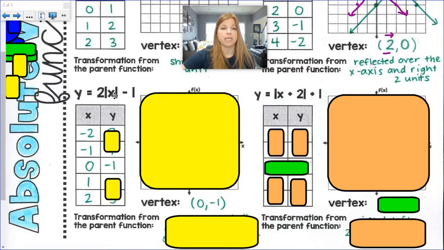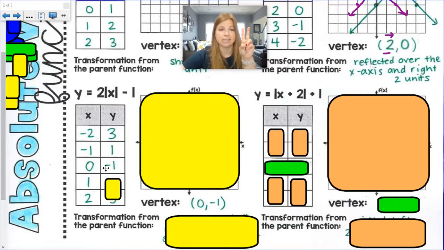So if I plug in a negative 2, ready? Absolute value of negative 2 is 2. 2 times 2 is 4. Minus 1 is 3. Let's try the next one. We plug in a negative 1. Absolute value of negative 1 is 1. Times 2 is 2. Minus 1 is 1.